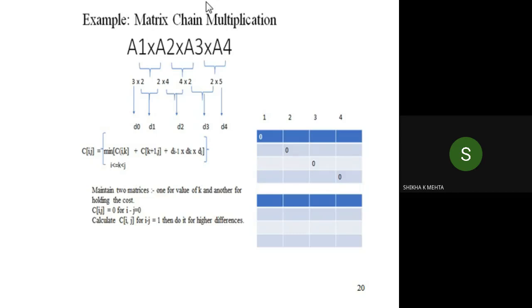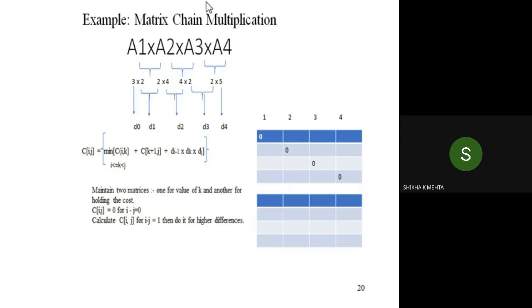Now you can see in the matrix, the first matrix is the C[i][j] matrix and the second is the k matrix, and we have already filled the values for i equal to j. The diagonal elements have already been filled with 0 values. Now we have to fill up all the other values on the upper side. So we are going to do that. We maintain 2 matrices, as I said.